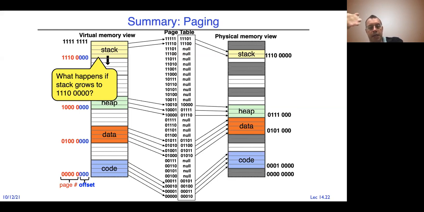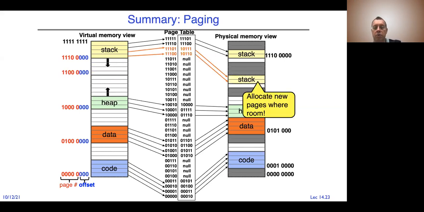But the point with the translation is that these pages do not need to be allocated contiguously, right? So the only thing you need to do is find room for 2 other pages, and you allocate these pages for the stack. But again, they don't need to be contiguous. Whatever is contiguous in the virtual memory doesn't need to be contiguous in the physical memory.